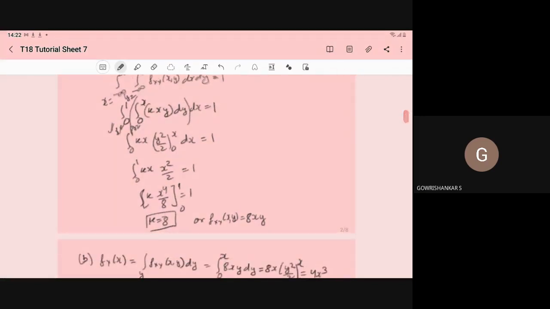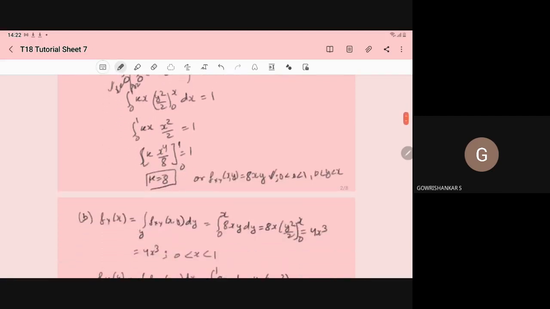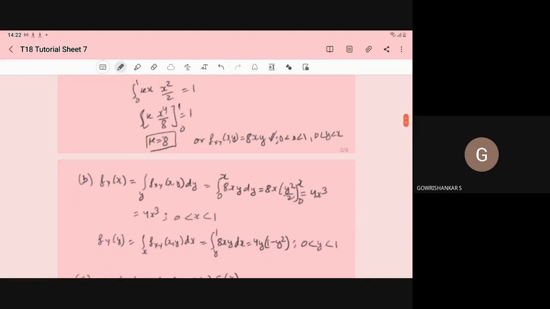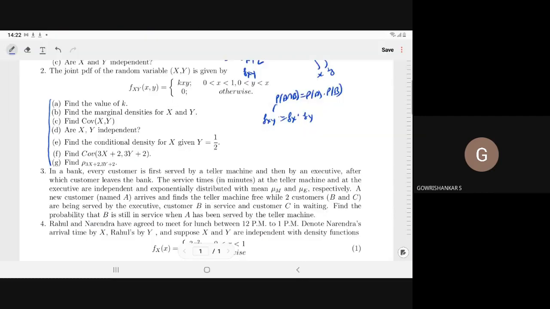So when k is equal to 8, the given joint PDF will become 8xy for x from 0 to 1 and y from 0 to x. This is now the constant value for making the given function a PDF.